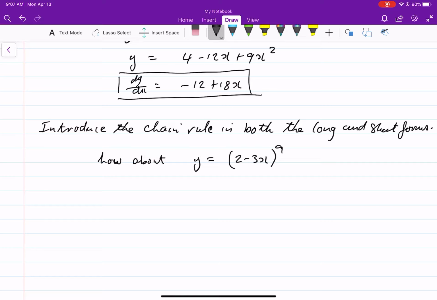I mean, you can clearly see that it's not convenient to try to expand the brackets. You can take the whole exam trying to figure out how to expand those brackets. Put 2 minus 3x side by side 9 times? I don't think so.